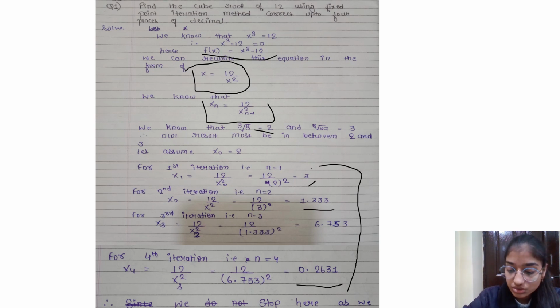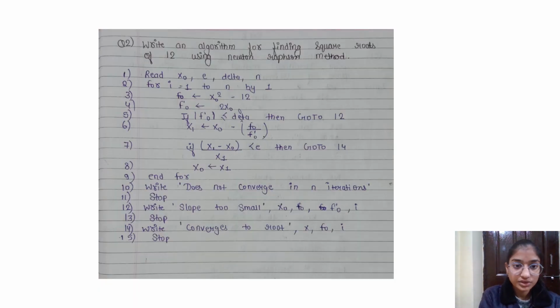Now moving to the next question. The second question says: write an algorithm for finding the square root of 12 using the Newton-Raphson method. So we are going to start it. In the first step, we read x0, e, delta, and n from the user. x0 is the initial guess value, e is the relative precision value, delta is the slope precision value, and n is the number of iterations.